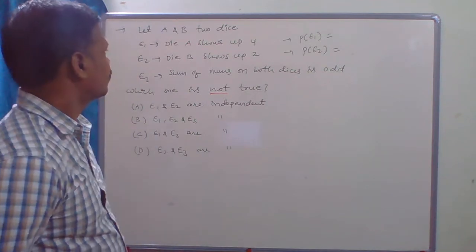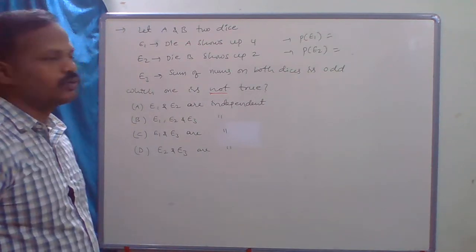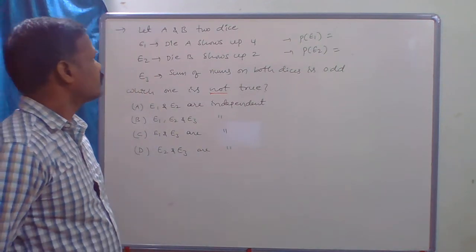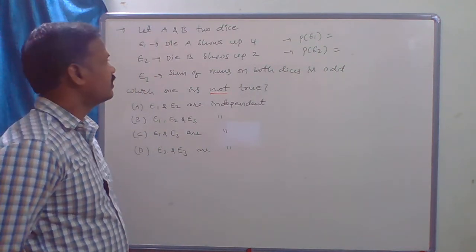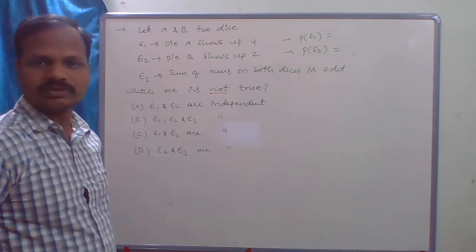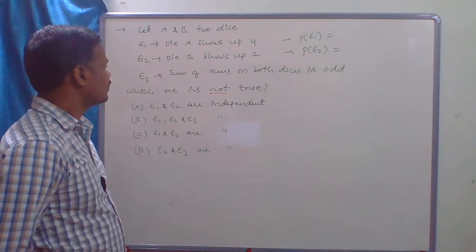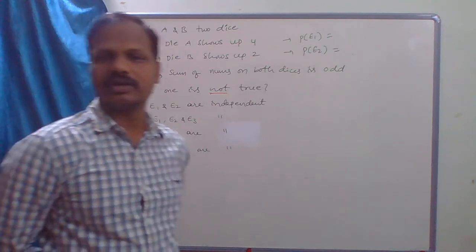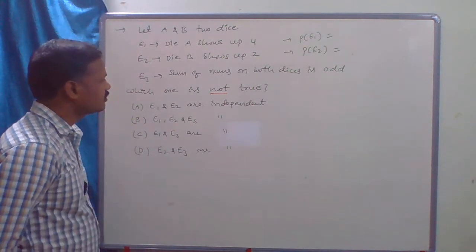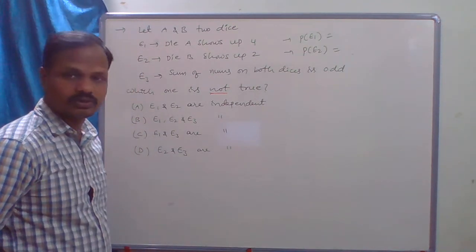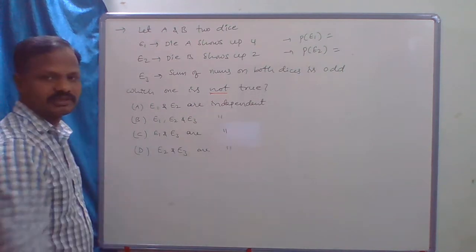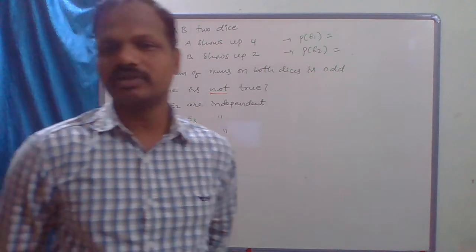Okay, the problem is: let A and B be two dice rolled simultaneously. E1 is the event, die A shows up 4. E2 is the event, die B shows up 2. E3 is the event, the sum of numbers on both the dice is odd. Then which of the following statements is not true? In the 4 statements there is independence, so you have to check independence of these events.